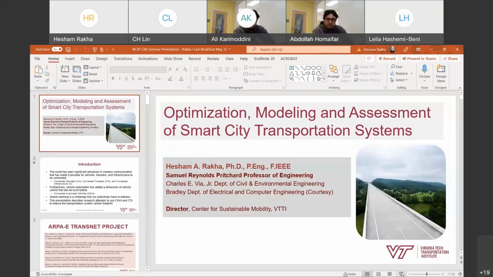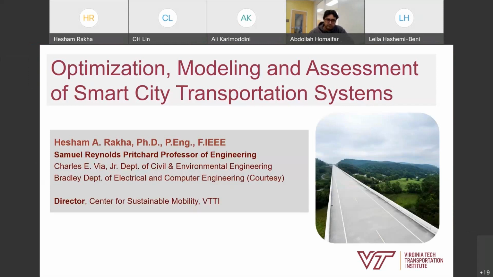Okay, so as I mentioned, it's a pleasure to talk to you. My presentation is going to be focusing on these three aspects: optimization, modeling, and assessment. I would say this is large scale, so we're looking at citywide transportation systems.